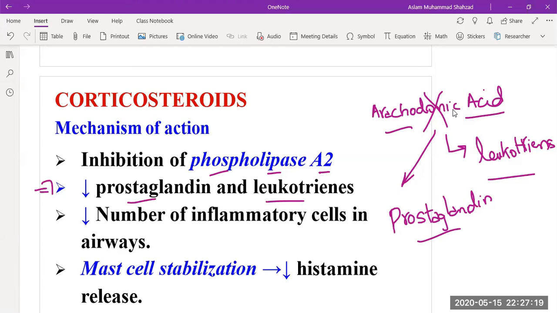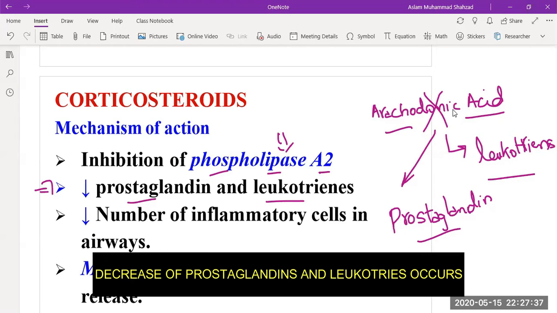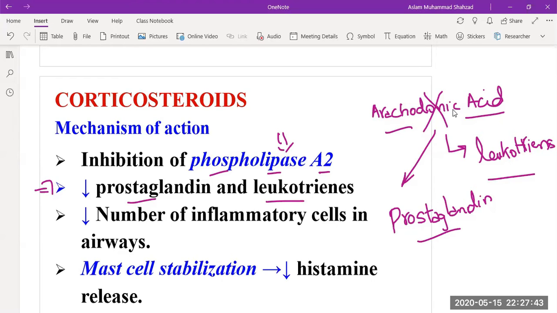And what are prostaglandins and leukotrienes? They are important mediators that cause bronchoconstriction. So by inhibition of phospholipase A2, the synthesis of arachidonic acid stops, and then the decrease of the prostaglandins and leukotrienes occurs. So the mechanism will work like this, and we mentioned here the decrease of inflammatory cells in the airways, and these prostaglandins and leukotrienes are the inflammatory mediators. By decreasing the inflammatory mediators, the decrease of histamine and mast cell stabilization occur. So that's how they work.